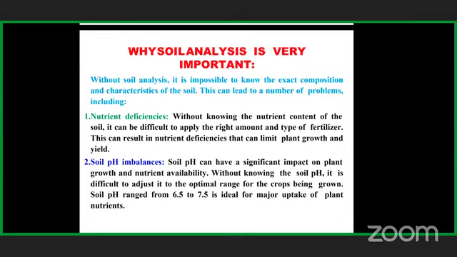Once we know the soil pH status, it's also our responsibility to make sure that whatever we are applying to our soil will not influence its pH, because once the pH is influenced, the soil will not provide the nutrients to the crop, and hence it will lead to a decrease in soil productivity and also the yield of the plant.